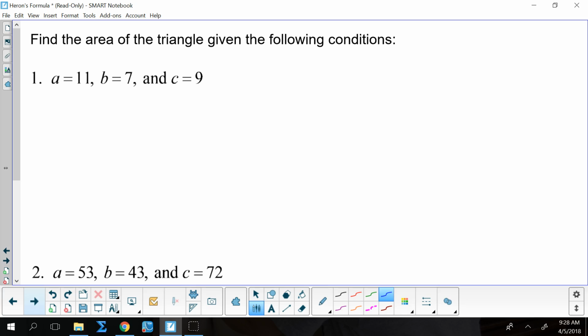Alright, so find the area of the triangle given the following conditions. Well, my side lengths are 11, 7, and 9. So the first thing that we need to do is we need to find the semi-perimeter. 11 plus 7 plus 9, and then we divide that by 2. 11 plus 7 is 18, plus 9 is 27. 27 divided by 2 is 13.5.